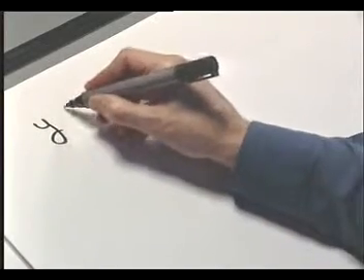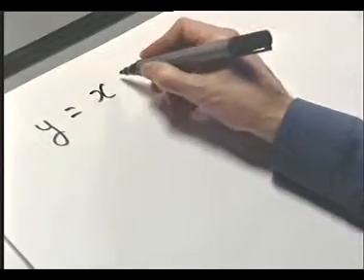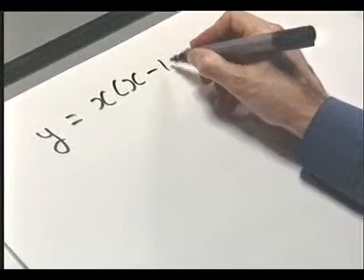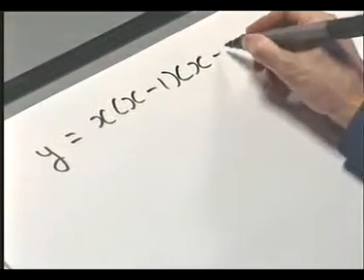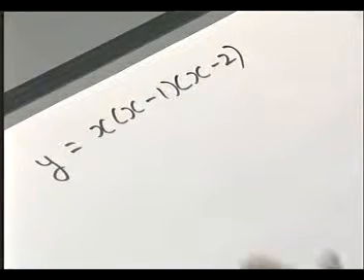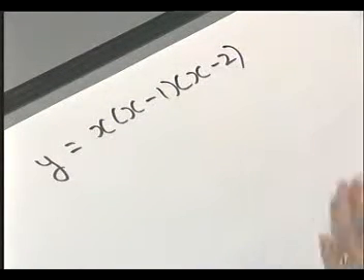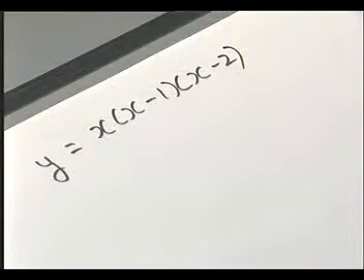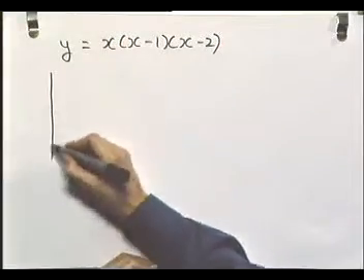If we've got the function y equals x times x minus 1 times x minus 2, what's the area contained between this curve and the x-axis? Well, the very nature of the question suggests, hang on a minute, there might be something a bit odd here. Let's draw a picture. So let's start by sketching this curve.